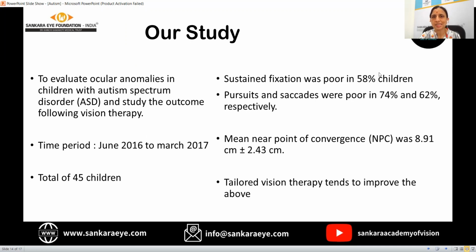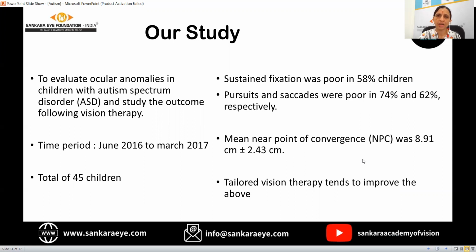What we noted was that sustained fixation was poor in around half of them. Saccades and pursuits were affected in nearly three-quarters of them. Mean near point of convergence was a little receded. When we did a tailored vision therapy, it definitely showed an improvement in all of the above. Though it was just 1 month of vision therapy, it did show a difference at the end of the therapy.